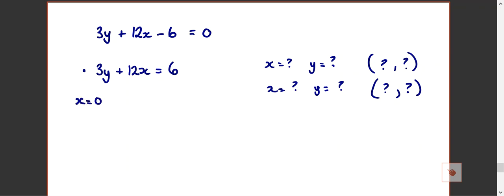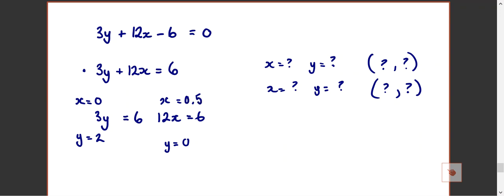What if x was 0? Well, 3y would equal 6. Therefore, y would equal 2. What if y equaled 0? x would equal, well, it would end up being 12x equals 6, which means x equals 0.5. Okay, 6 divided by 12. All right, so now I've got 2 sets of coordinates, haven't I?